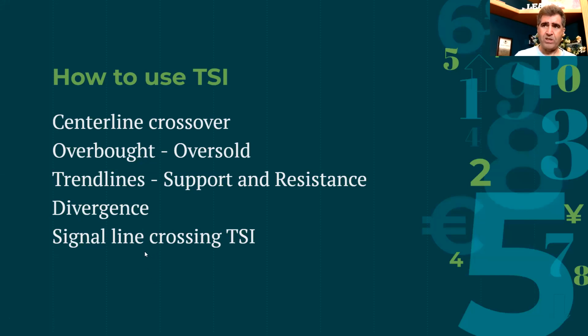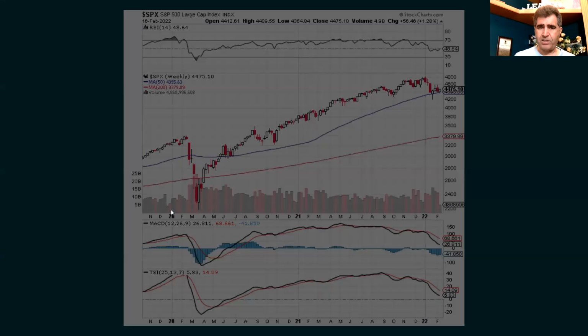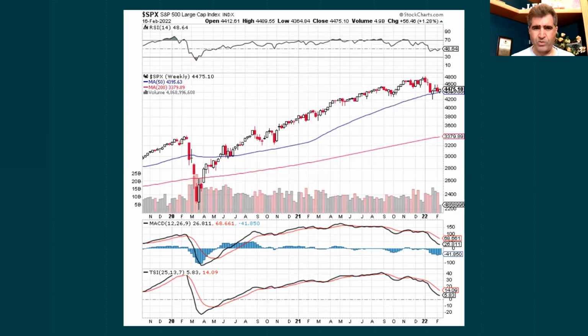Again, like MACD, or even stochastics, when they cross, that could be either a buying or selling signal. So let's look at a chart. I want to look at the SPX. This is right after the close today. I can see February 16, 2022. And I want to look at the weekly.